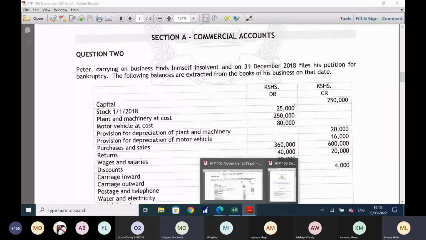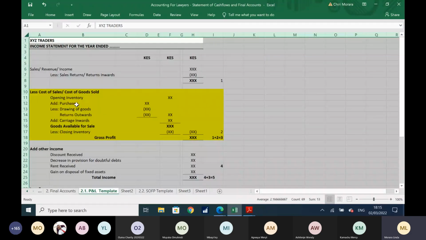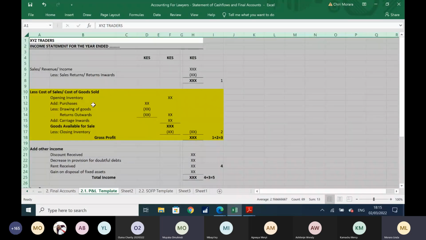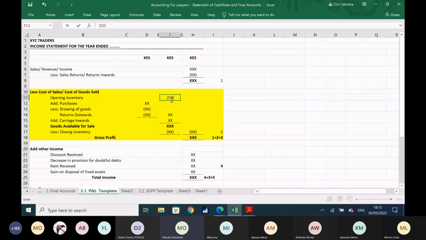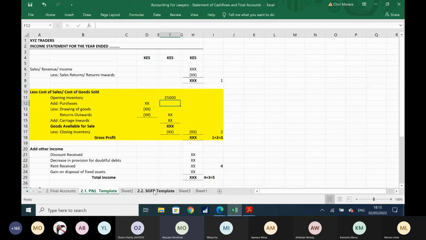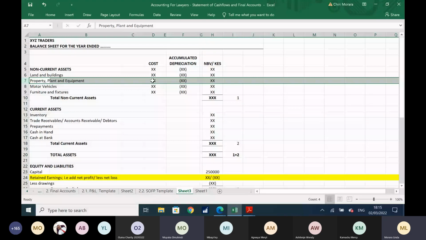But in the exam, of course, it's better to be more systematic. So our opening stock as at January was 25K. So in our profit and loss account, if I'll be losing you, just interrupt me. But if I'm not, then let me just fill it up. 25,000. And then after that, you have your plant and machinery at cost, and your cost is 250,000, right? So here, our plant and machinery, the cost was 250,000.